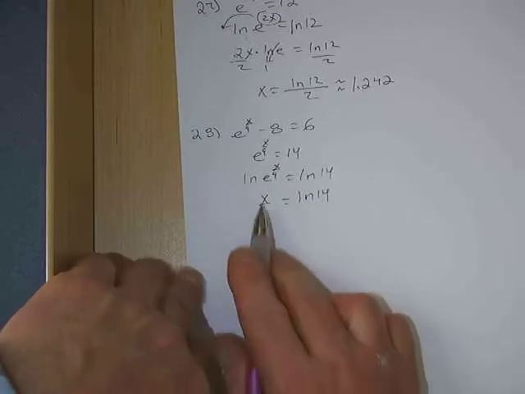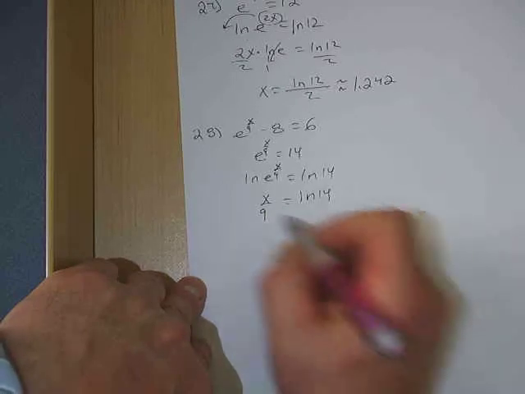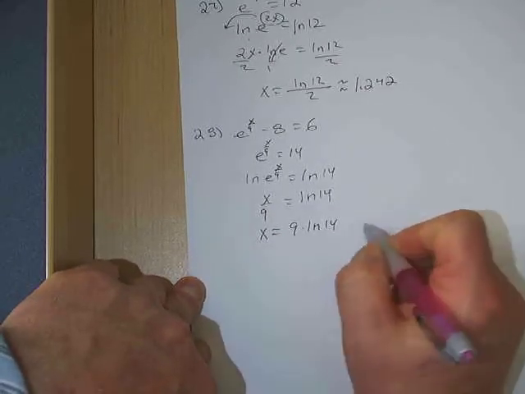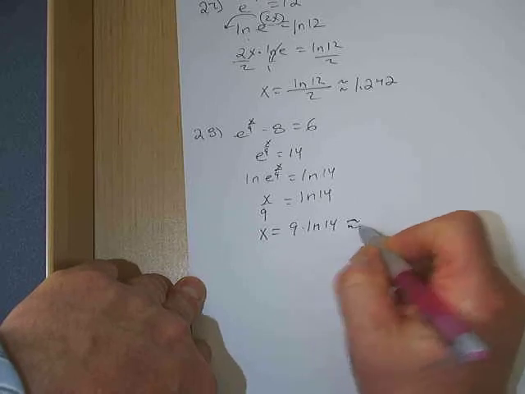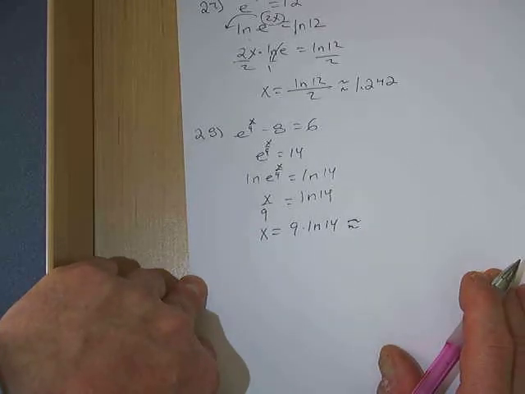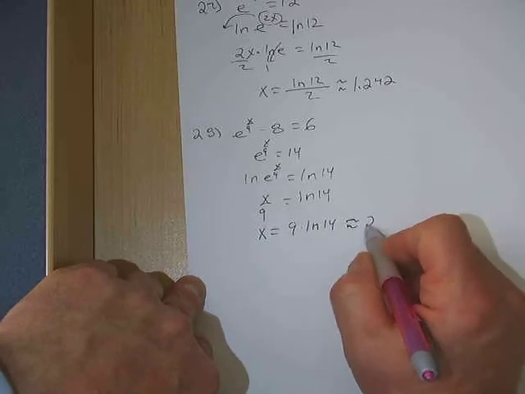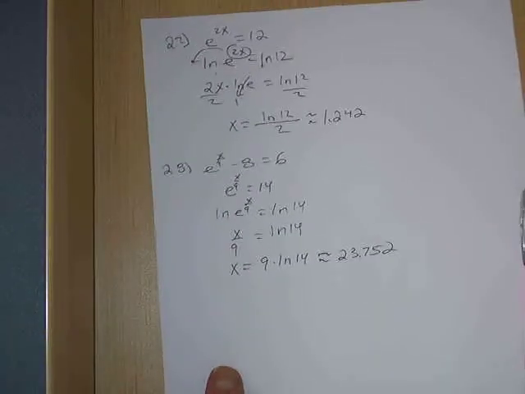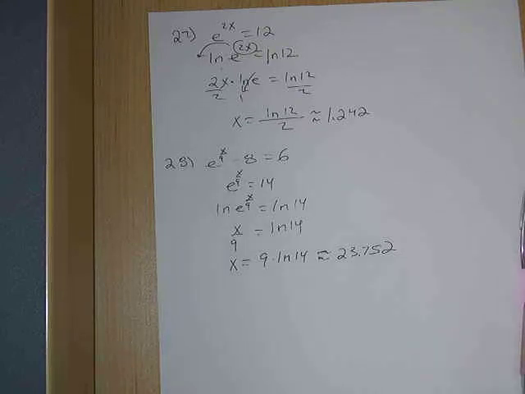Now I can bring that exponent down in front. And I'm not going to write the natural log of e because we know it's 1. To undo the 9 here, I need to multiply each side by 9, and I get x equals 9 times the natural log of 14, which equals approximately 23.752.